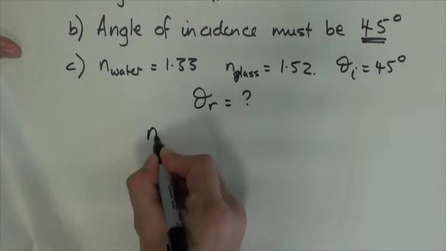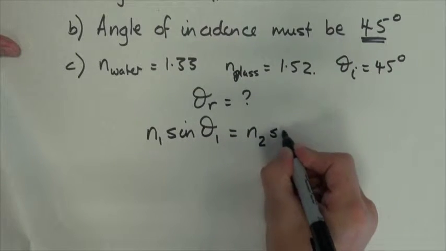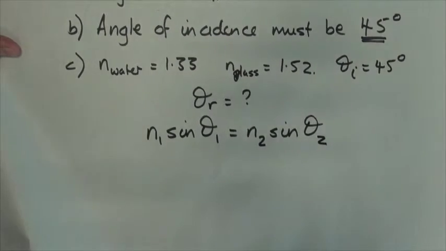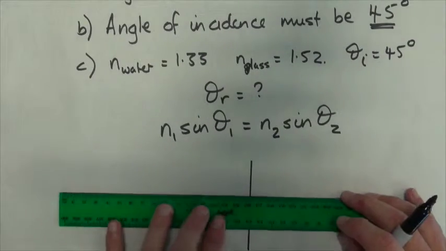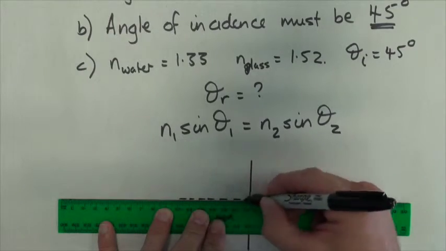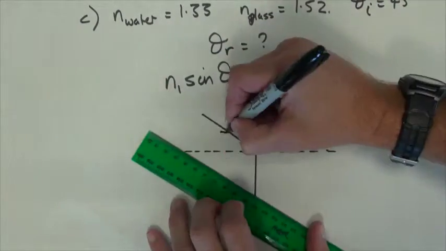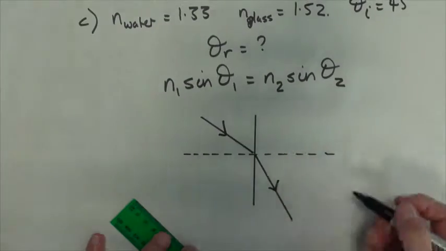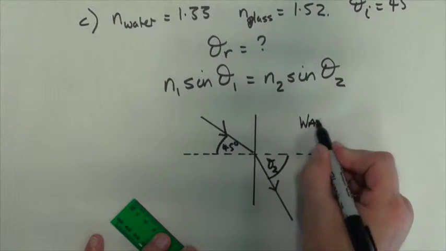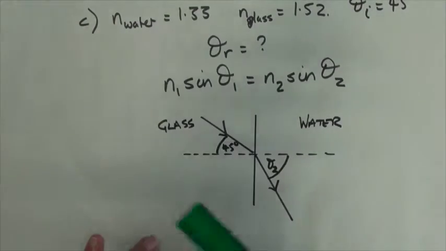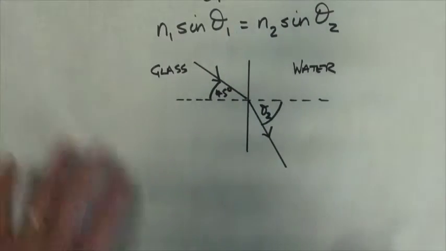Now note we've swapped over, so we're going to use Snell's law with n1 sine theta 1, which is going to be the glass, equals n2 sine theta 2. So let's draw a diagram to represent this. Here's the far side of the prism, here's the normal that we've drawn in, here's our incident ray coming through the glass, and here's our refracted ray coming out. Now remember, the refracted ray theta 2 has to go to the normal, so we've got glass on the left and water on the right this time.